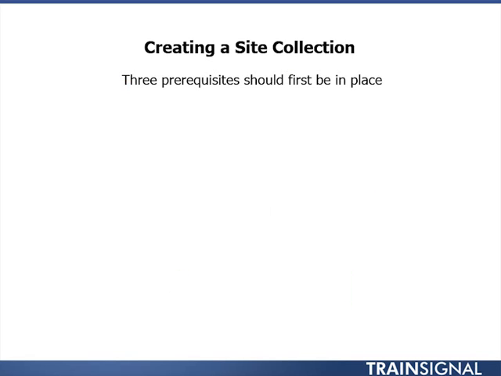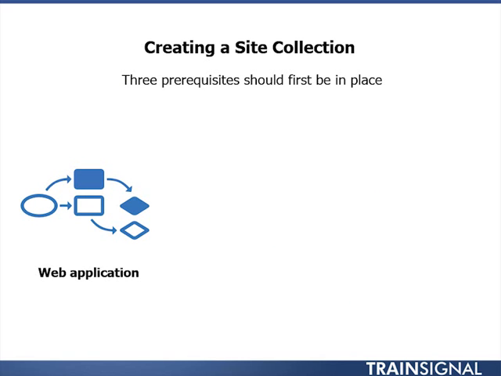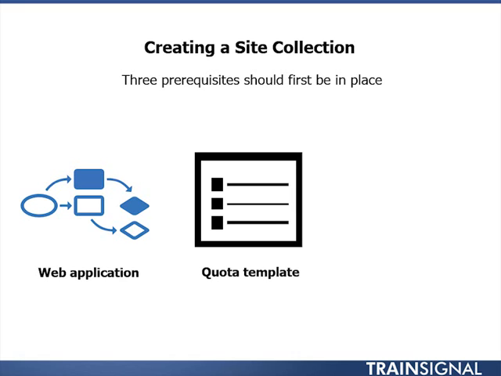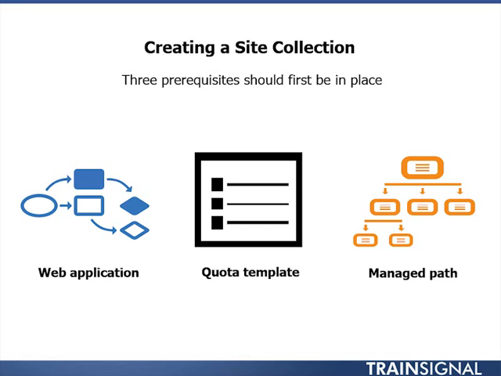Now, when creating a site collection, there are three prerequisites that should be in place before you get started. One, of course, is the web application. That has to be there. Next would be a quota template if you plan to use one. They are not necessary, but if you are using one, you should have it in place before you get started, and we'll take a look at those in just a few moments. And lastly, our managed paths. We haven't talked about managed paths, but we are going to spend a few minutes going over what they are and their importance to us.